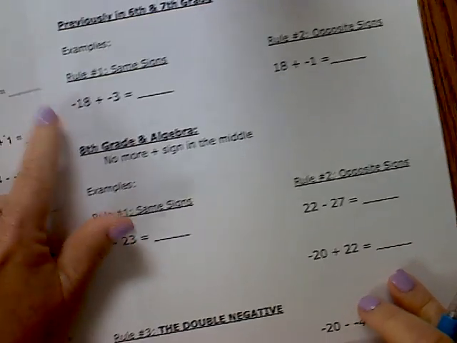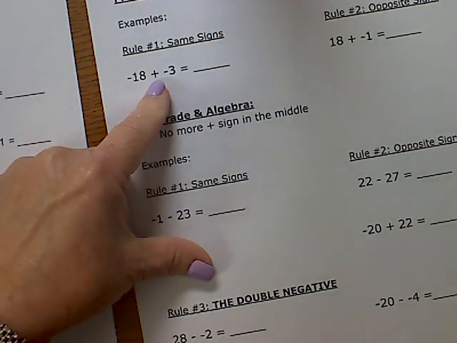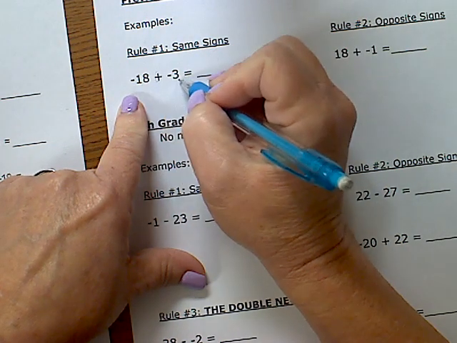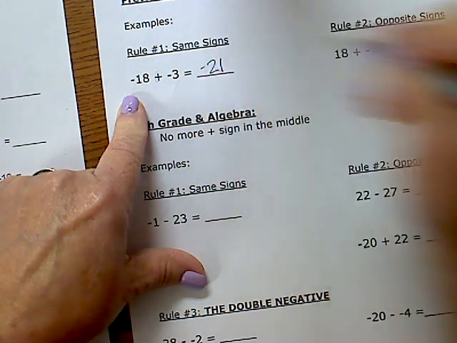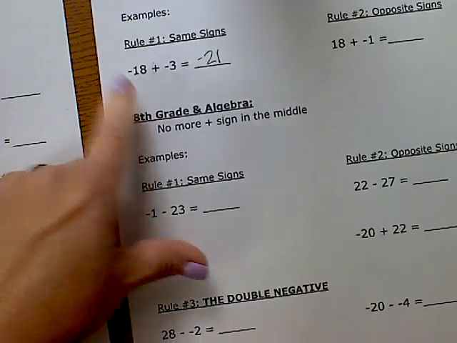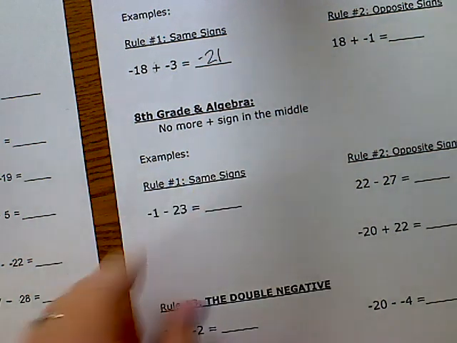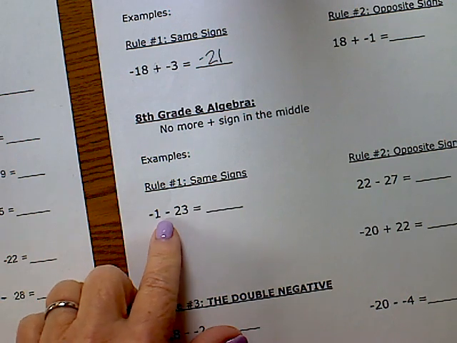In 6th and 7th grade, you always had this plus sign in between, okay? Well, guess what happens? So then you did -18 and you're adding -3. 18 plus 3 is 21, and then you did this, okay? So let's look. 8th grade, no more plus signs in the middle. So rule number 1, same signs, -1, -23.